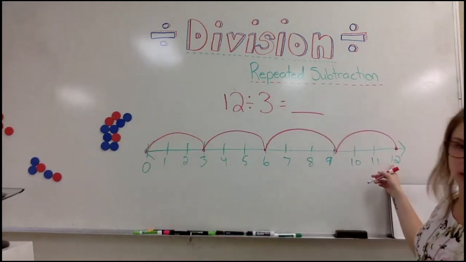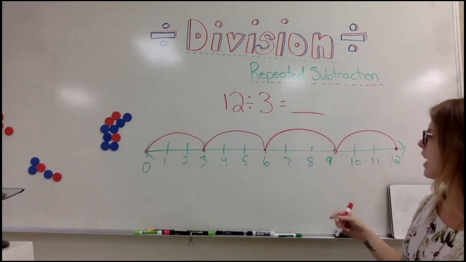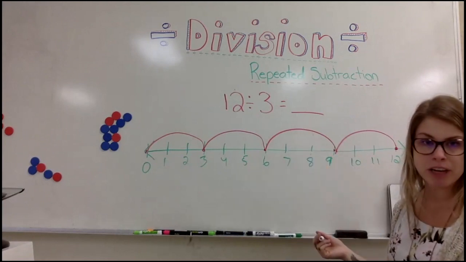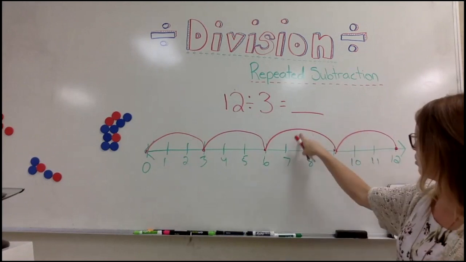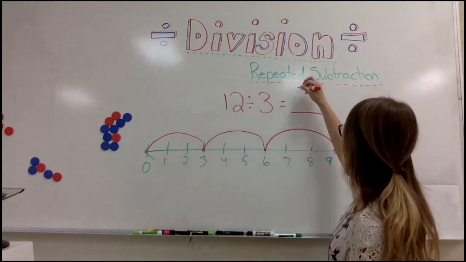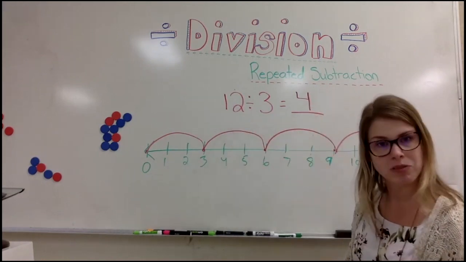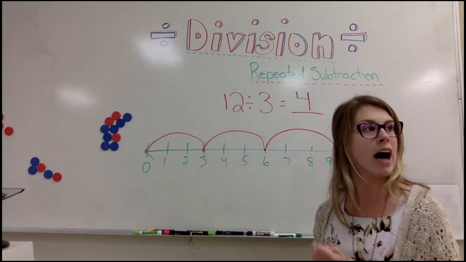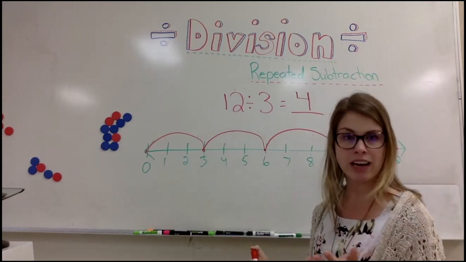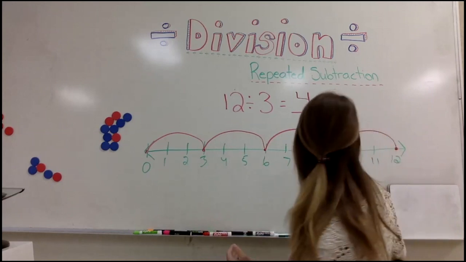So I've got my 12, I've gone down by 3s each time. What would be my answer then? How many times did I go down by 3? 1, 2, 3, 4 jumps. I did 4 jumps. So 12 divided by 3 is 4. Okay, I'm gonna do another example using repeated subtraction, which might be a strategy that works for some of you as well.